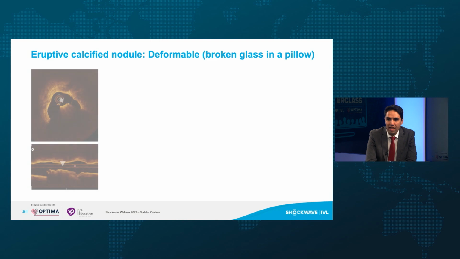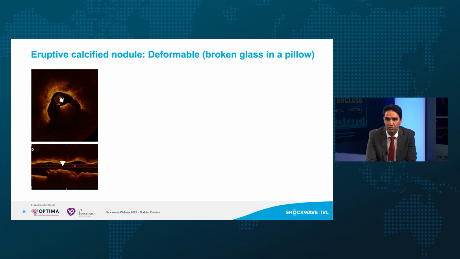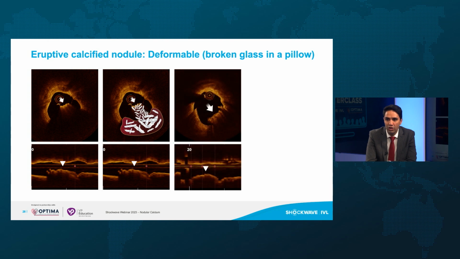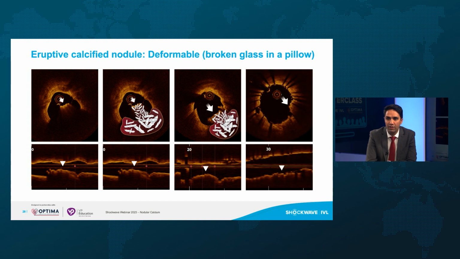So if we look for an example at an eruptive calcified nodule that's deformable, you can think of this like broken glass that's inside of a pillow. You can push this broken glass as if it were to break on your kitchen counter. You just sweep it out of the way. And once you place a stent on top of it, the broken glass will be pushed away. So eruptive calcified nodules are often deformable, biologically active, and you can push the shards of glass back into the intraplaque hemorrhage.